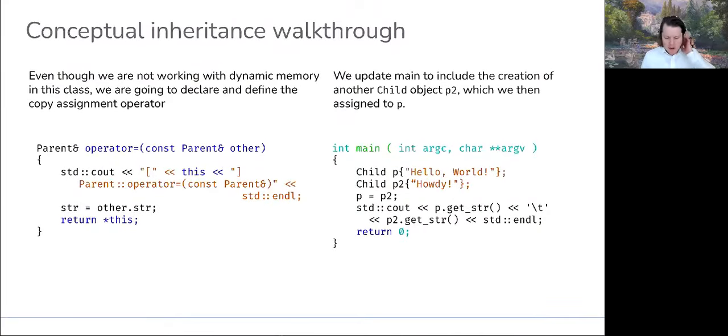Now, even though we're not working with dynamic memory in this class, we're going to declare and define the copy assignment operator. And this is going to be because it's going to introduce this idea of name hiding. So think back when we did something like this, and I believe I introduced this in, I don't even remember which lesson, but let's say int i equals 9.